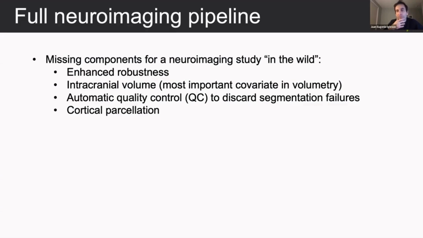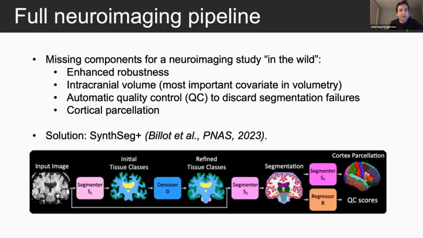So in a follow-up paper, I'm not going to spend too much time on it, but it's essentially a pipeline that solves all these problems. It came out earlier this year in PNAS. And the idea is that instead of going from the input to our 36 labels, we first go to 4. So we do tissue classes with a first segmenter.